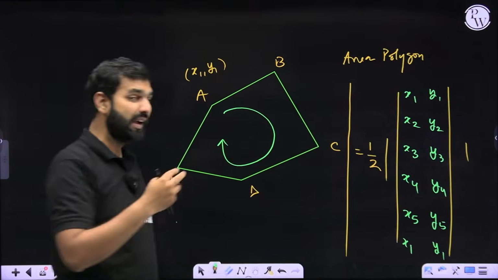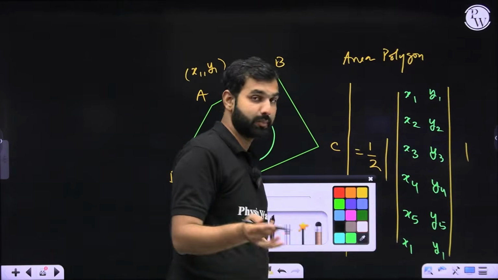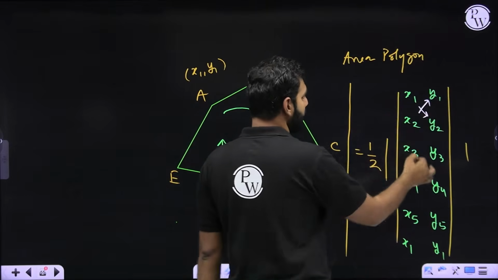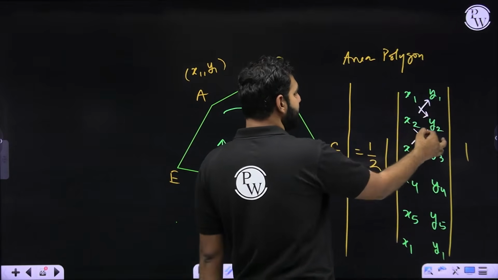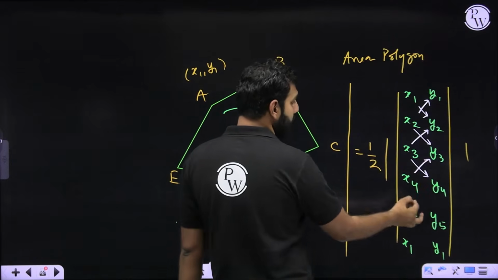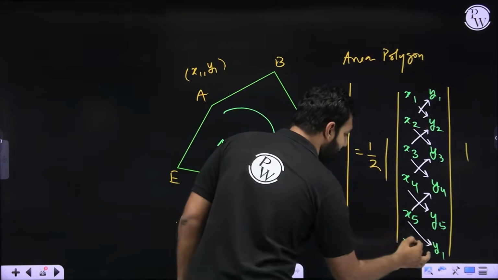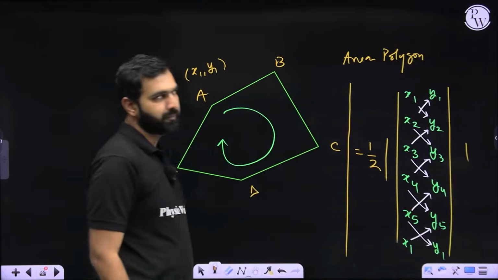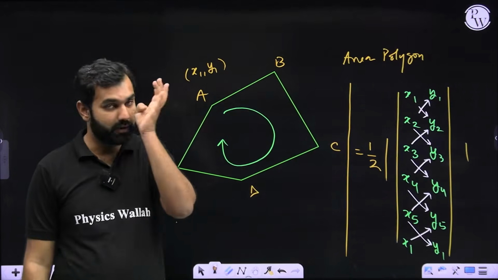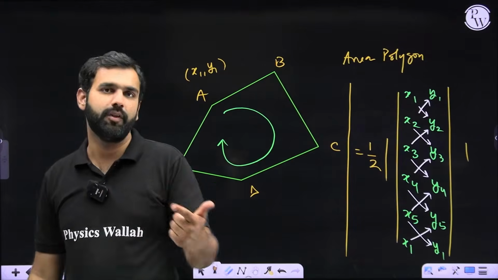Now, how do I expand a stair? Expansion was also told while understanding the chapter determinants. Expansion says x1y2 minus x2y1 plus x2y3 minus x3y2 plus x3y4 minus x4y3 plus x4y5 minus x5y4 plus x5y1 minus x1y5. After getting this result, you will have either a negative value or a positive or a 0, but put a mod over it and take half of it. That will give you the area of the polygon.